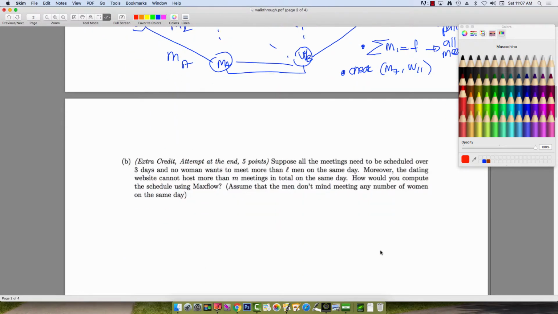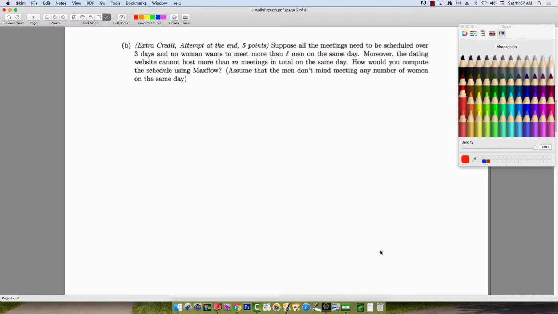Let's move on to part B. This is extra credit, but you got this, so you're gonna do it. Okay, so again, take a minute to read the question and then think how this is different from part A, what changes, what new information we have now, and how we should adjust the existing graph. Take a minute. Okay, you took the minute.